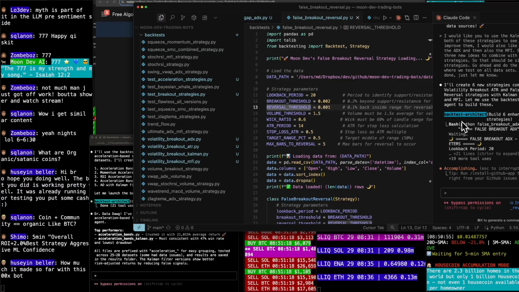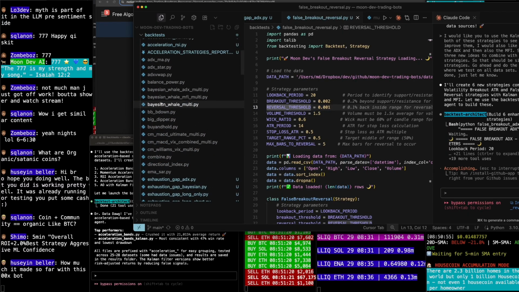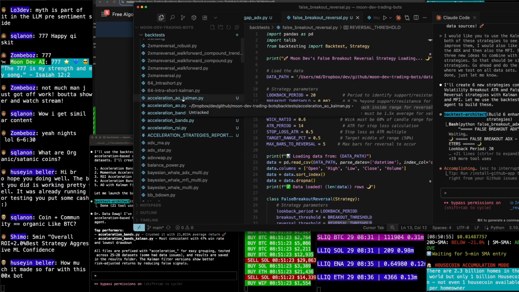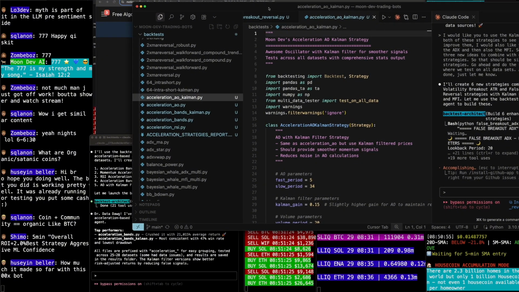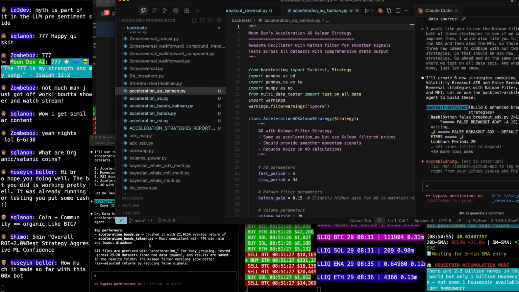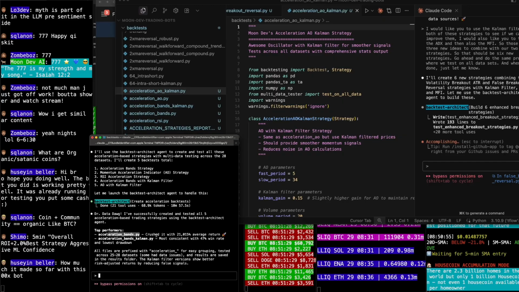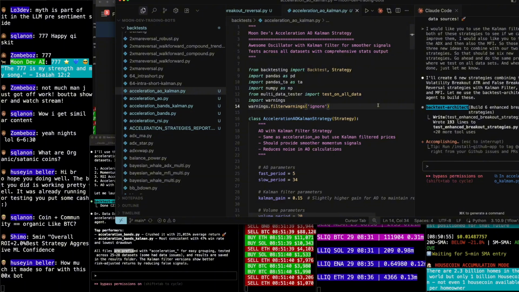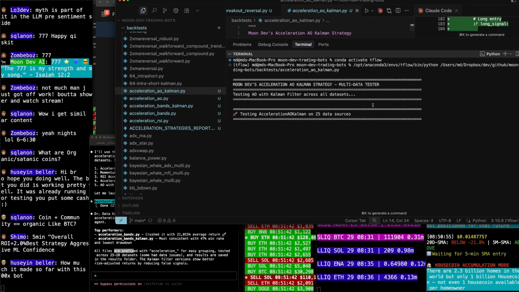So these are the volatilities she's testing. The accelerations are probably up here. That's right. Okay, so let's go try all of these backtests that she created. She said she's done. Acceleration bands crushed it with 21,000% return. All files are prefixed with acceleration for easy grouping. Nice, dude. Let's go ahead and test all 5 of these acceleration backtests that she created.